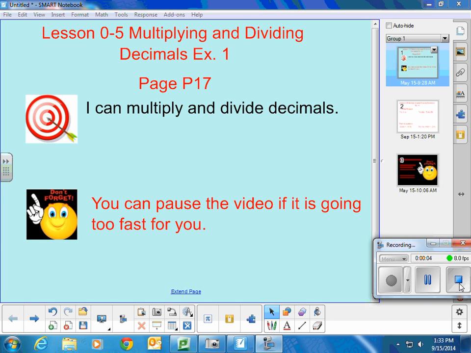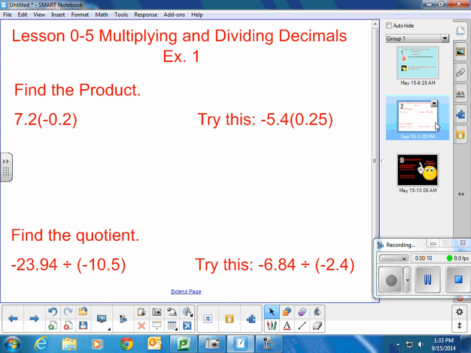In Lesson 05, Example 1, you will learn about multiplying and dividing decimals. When you multiply decimals, you do not need to line up the decimal. You just stack up the numbers, having everything lined up on the right-hand side like you would multiplying whole numbers. So in our first example, I'm going to just stack up the two numbers, lining it up on the right-hand side.